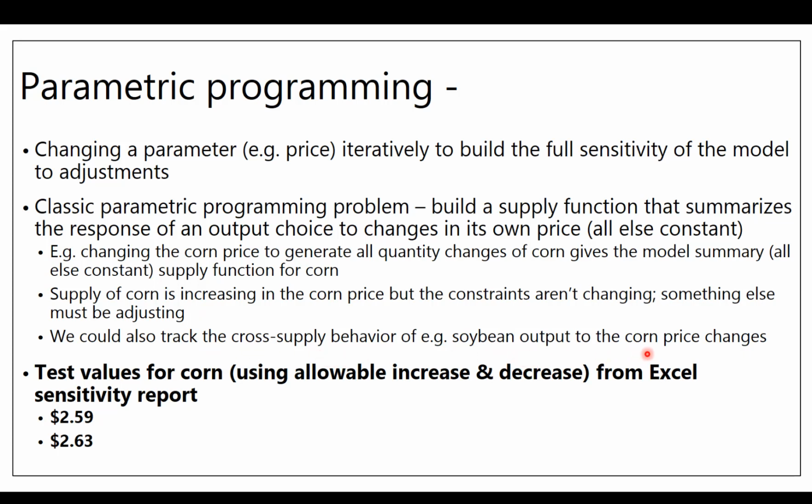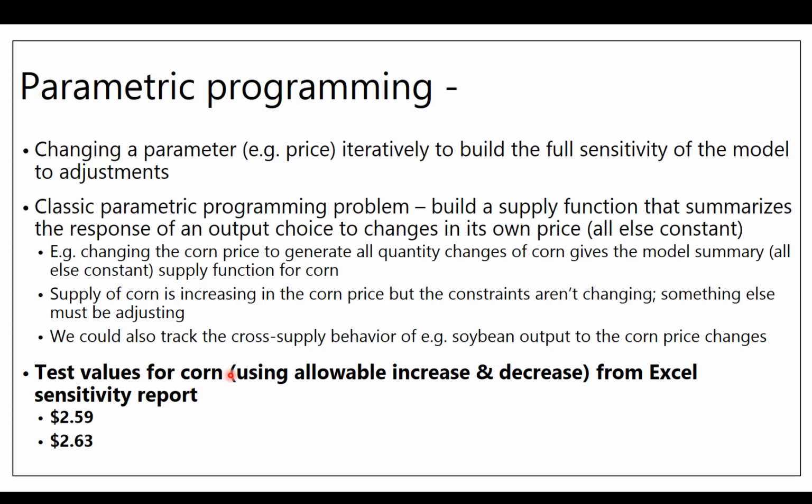So how does soybean output respond to corn price changes? We know in the base solution to this model that there's a mix of corn and soybean produced. So if corn price goes up, the ratio of corn to soybean returns are changing. If we expect corn planting and harvest to increase, it has to come from somewhere because the constraints are fixed, and it's probably going to come from soybeans. So we want to see what those trade-offs are.